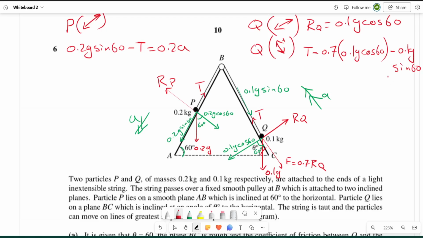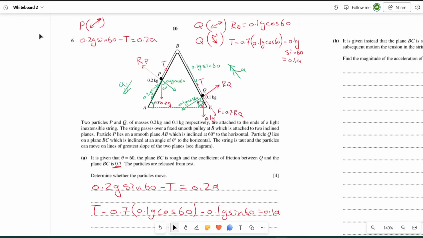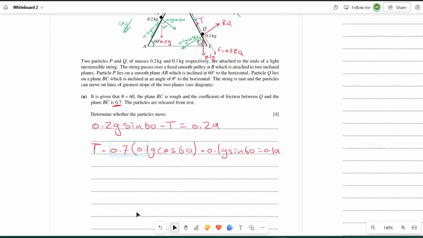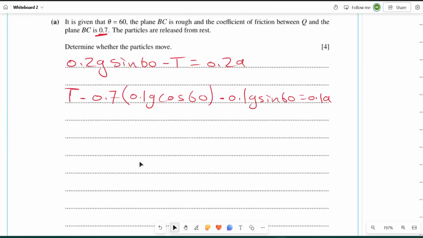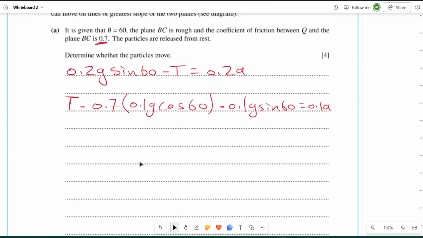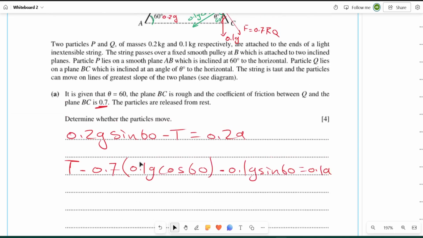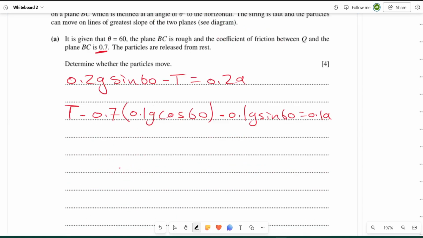Now, I forgot to equate this to mass times acceleration. So the mass is 0.1 times a. Let's write them down below. Now I wrote both of these equations down below, and now I'm ready to simplify and basically solve for a. If I got an a value, then it means we're moving. If I got an a value of 0, then it means we are in equilibrium and the whole thing is not moving. So let's see how we can do that.